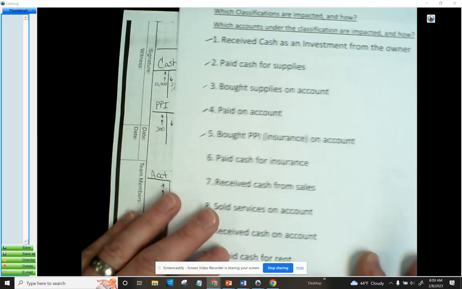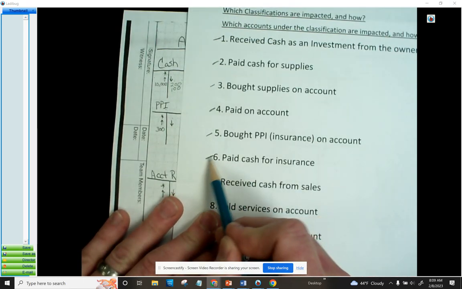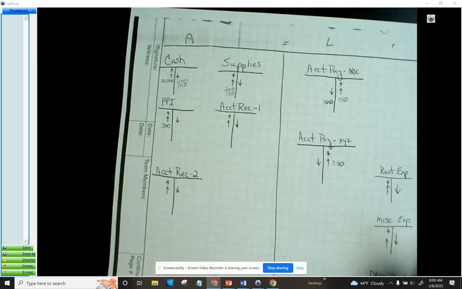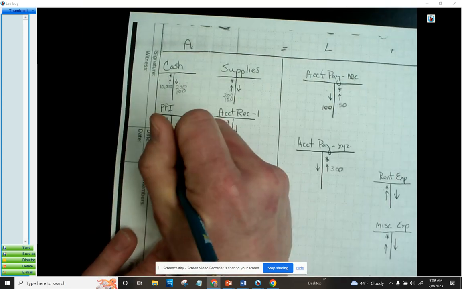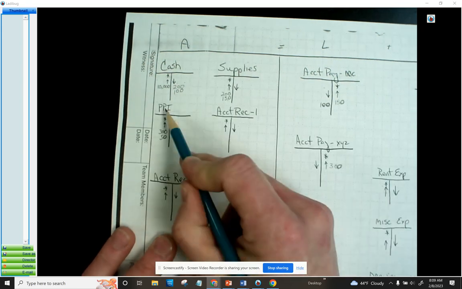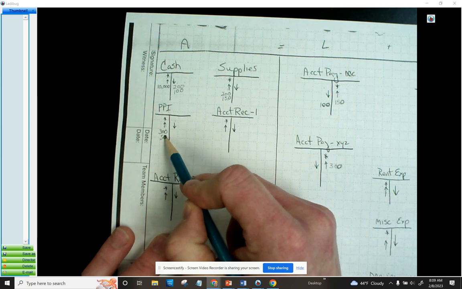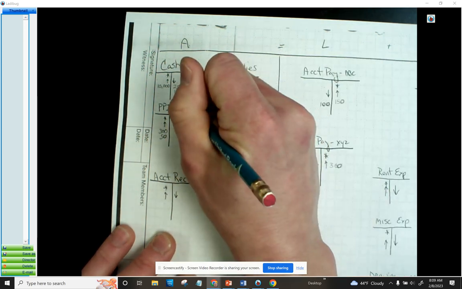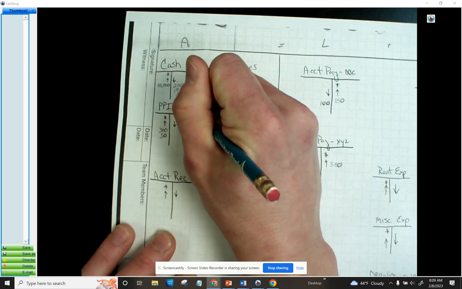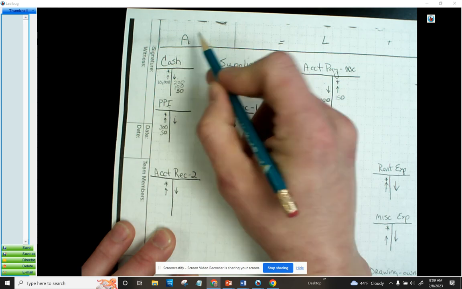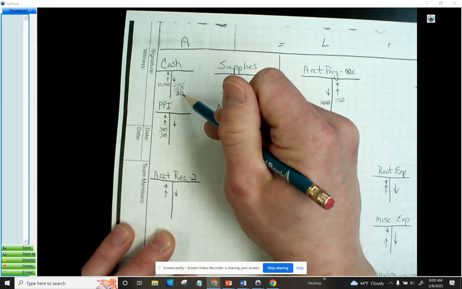Other way you can pay for something is paying cash directly for it instead of buying on account. So let's buy some more insurance with cash. Let's say we bought another $50 in insurance for whatever reason. Insurance goes up another $50 right here with a debit, making assets go up. We paid it with cash, so cash needs to go down. Cash goes down with a credit. Assets is a wash. It went up and down the same amount of $50.